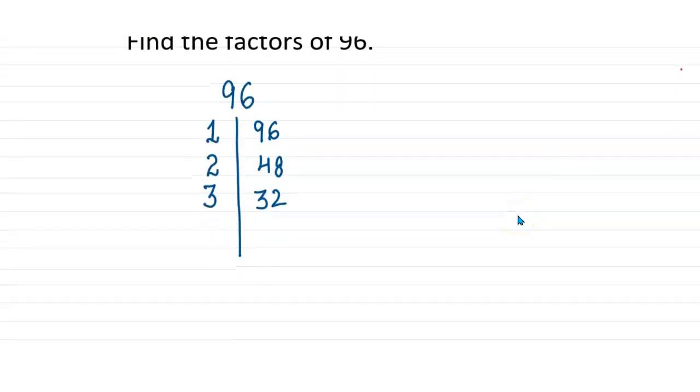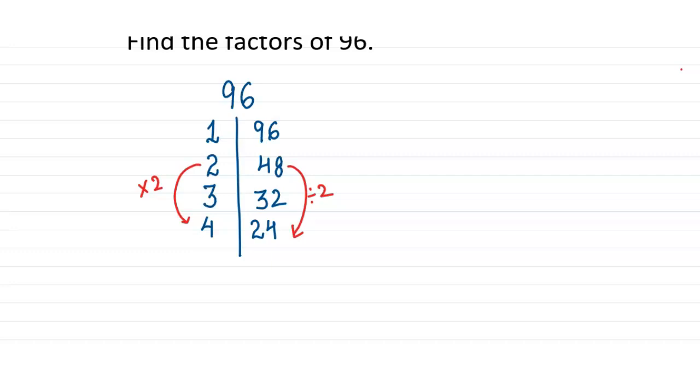Now the next number is 4. Let me give you a trick to find out the other factor which multiplied by 4 gives us 96. We can simply look at the number 2 over here. We have doubled it. So, we are going to halve this number 48 to get the other number. So, the other factor is 24 over here.